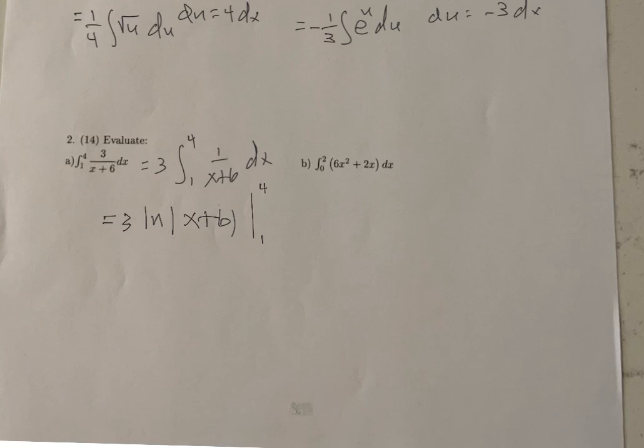You could do this by substitution. You could let u equal x plus 6. And then, of course, du would be dx. And then the integral you would get would be 1 over u du, which is obviously a log. But because the derivative of x plus 6 is 1, you don't really need to do the substitution.